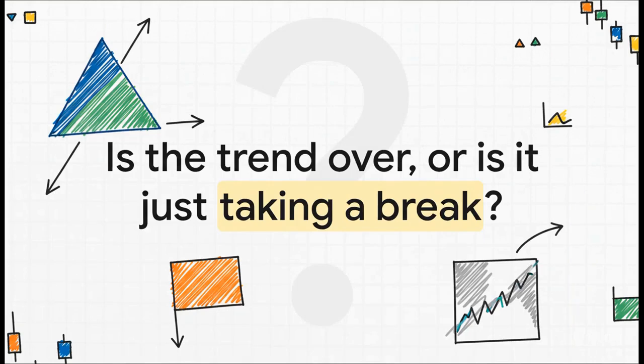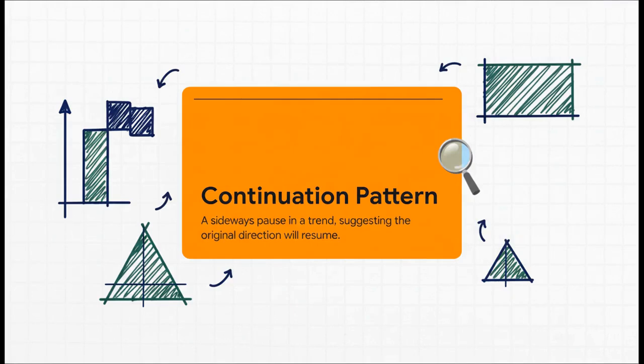And that's the big question, isn't it? It's what every technical analyst is trying to figure out. That sideways chop can feel really confusing, but hidden inside all that noise are clues. And these clues often form specific shapes, patterns that can actually suggest the original trend is about to kick back into high gear. And that is exactly what a continuation pattern is.